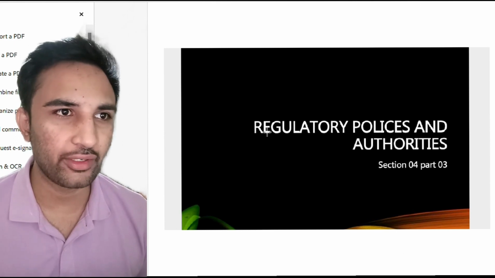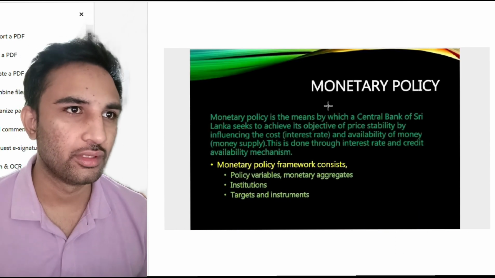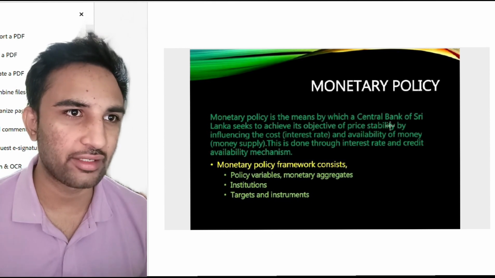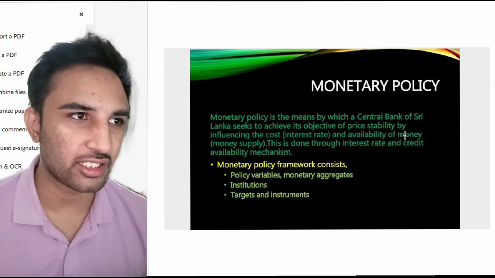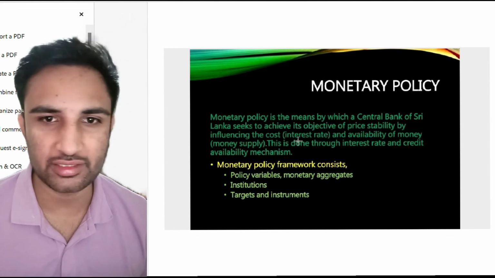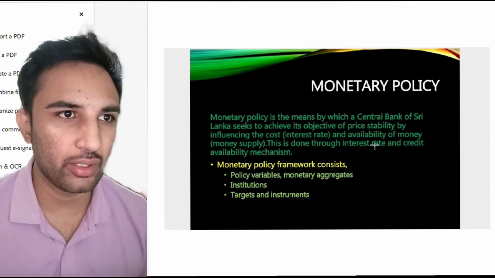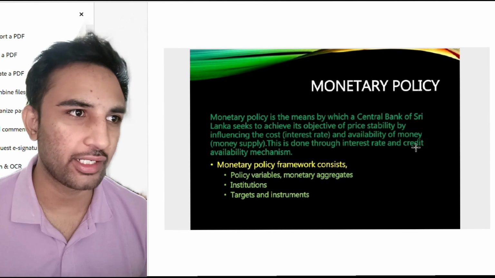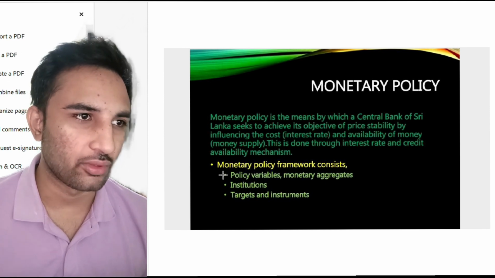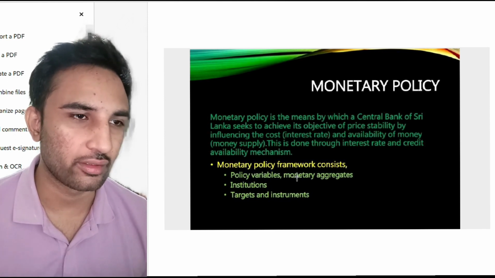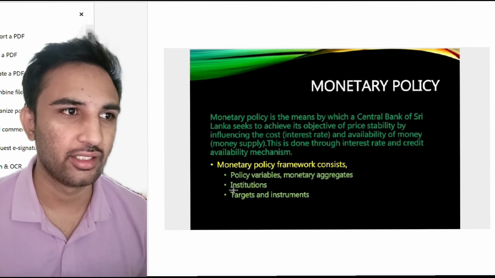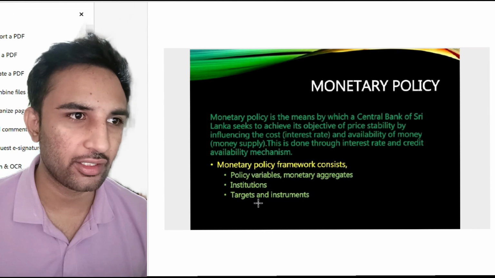So what are regulatory policies and authorities? Monetary policy is the means by which the Central Bank of Sri Lanka seeks to achieve its objective of price stability by influencing the cost, that is interest rate, and availability of money, that is money supply. This is done through interest rate and credit availability mechanisms. The monetary policy framework consists of policy variables, monetary aggregates, institutions, and targets and instruments.